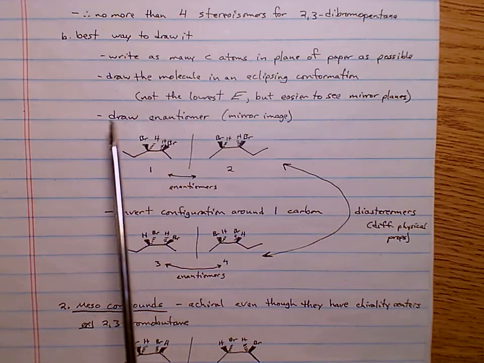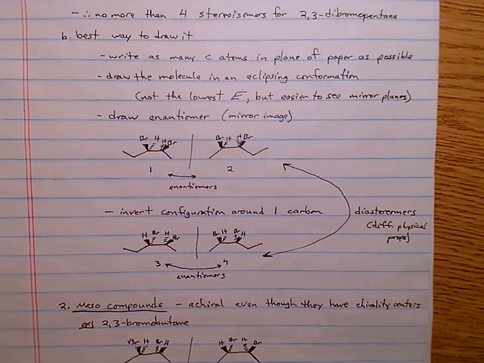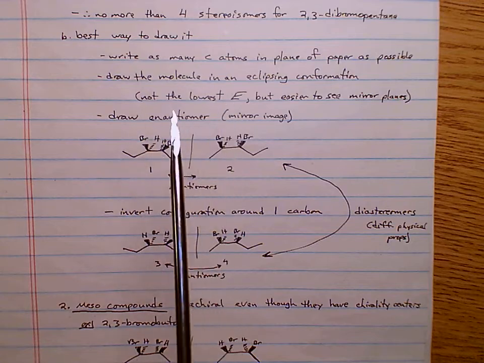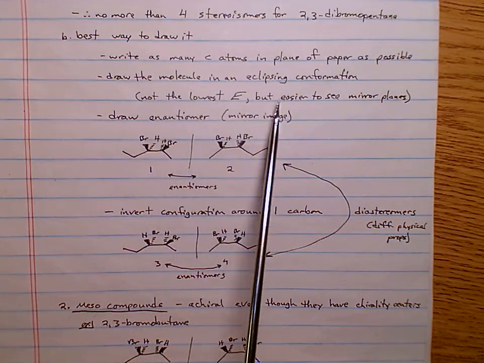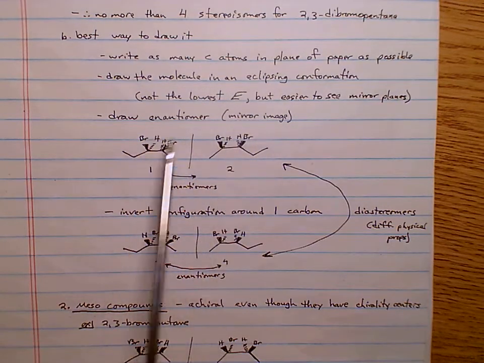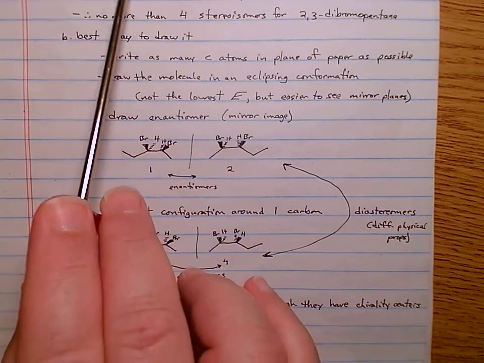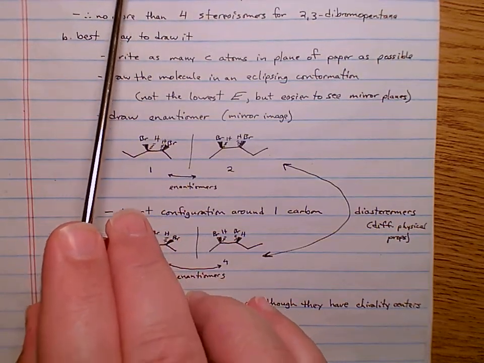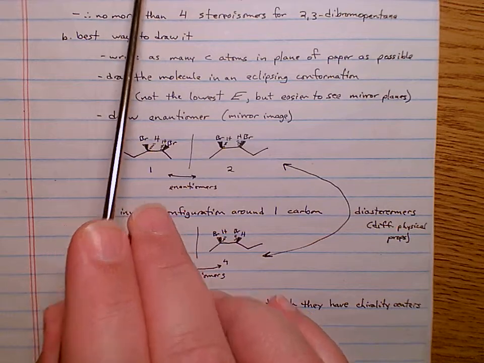You don't have to do it that way, but it's a heck of a lot easier to see what's going on if you do it that way. So, once you've done that, you draw the enantiomer, the mirror image. So here's my molecule here. Note I've got a bromine down and a bromine up. I want these eclipsing each other.